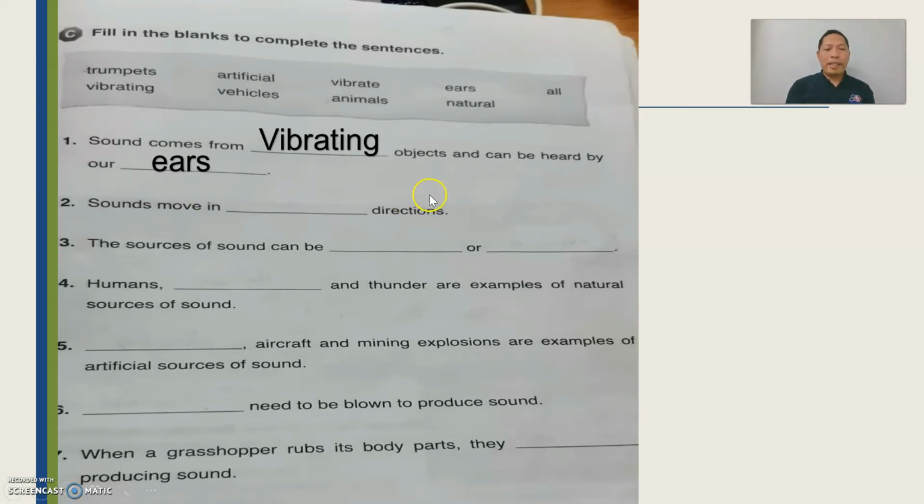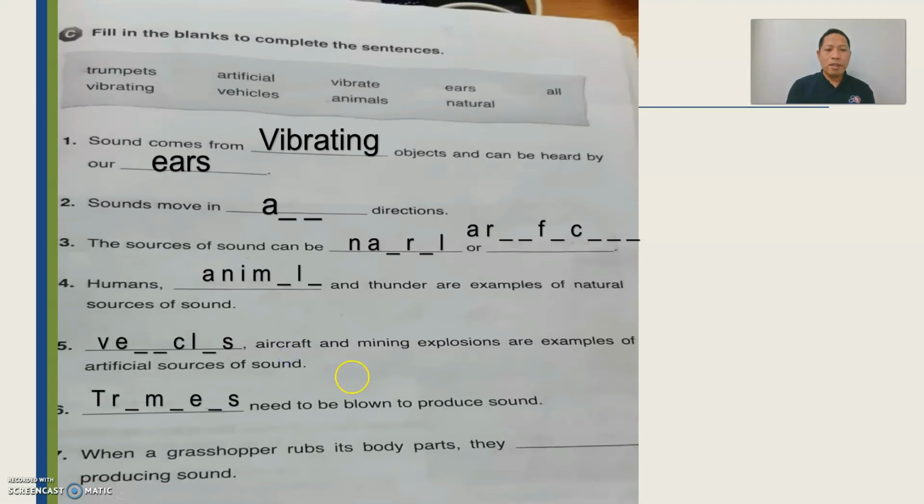But I will make it easy for you. I give a hint for number 2, number 3, number 4, number 5, number 6, number 7. So all you have to do is find the first word and you write the second and third word here. You can pause this video if you like so that you can answer and find the words and fill in the blanks. Okay?